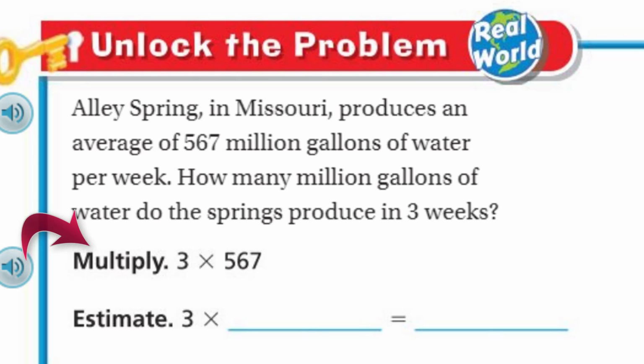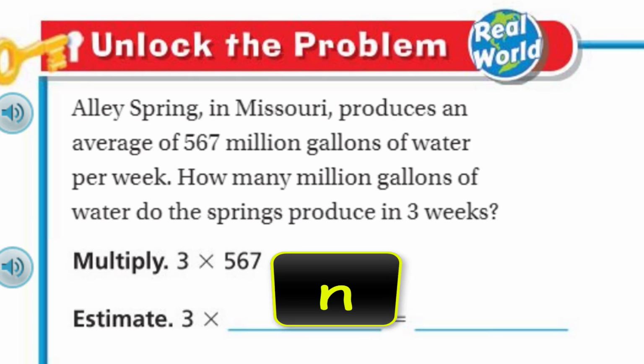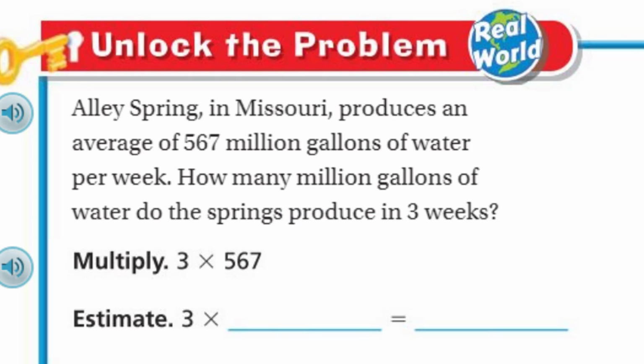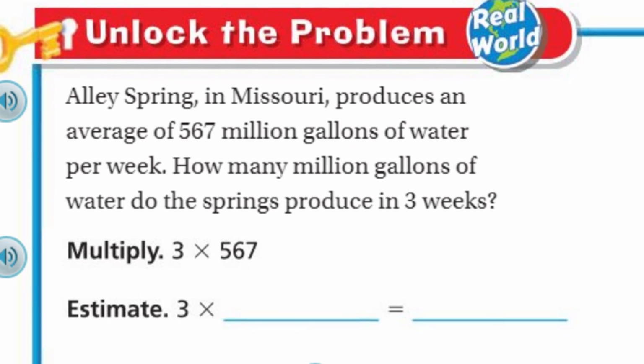Wara. It says multiply. We're going to take 3 times 567. But first it says we're going to estimate. And estimating is a great tool to do. We usually do estimating before we solve a multiplication problem because it will help us see if our answer is reasonable. Okay, so when we do our estimate, we should say, our answer should be right around this number, right? And how would we estimate it?